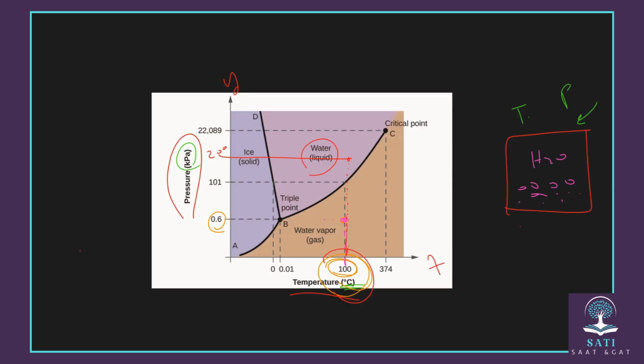What is this process called? We are changing the water from gas into liquid. This is called condensation. So the process of condensation is that you keep the temperature as it is, 100, and you increase the pressure. In this case, you are making a condensation process, in which you change the gas into liquid.